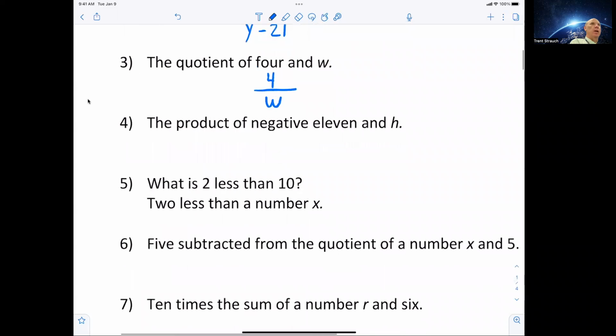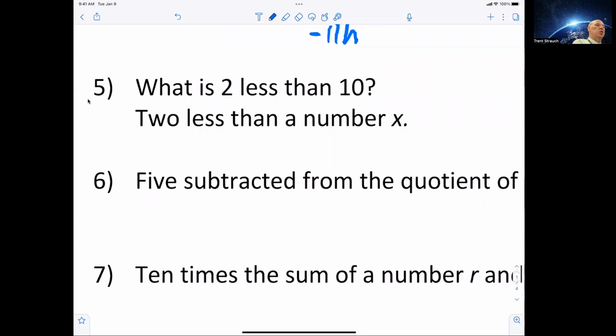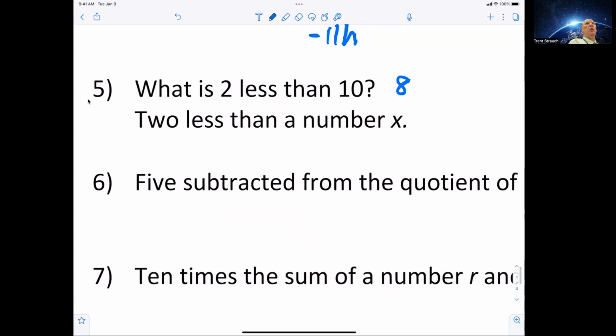All right. Number 4. Go ahead, Wilson. We'll just go right around the room. Yes. So it's just negative 11h. Now, number 5 is not a typo. All right. It's trying to explain to you, if you ever have trouble in your brain, what is 2 less than 10? What does that answer? If I'm 2 less than 10, I'm 8. Now, why am I trying to show you that? I'm trying to show you that so you will recognize when you write 2 less than 10, you don't write 2 minus 10. You write what? 10 minus 2.